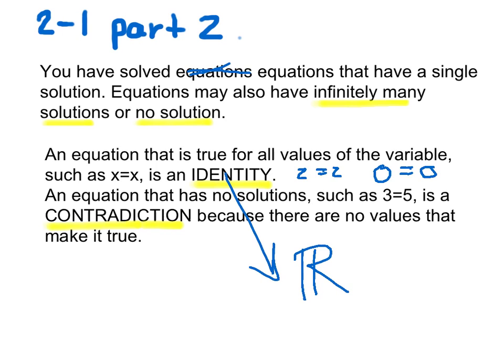a big R. An equation that has no solutions, so when you get something equals something else, and it's obviously not true because 3 does not equal 5, it's called a contradiction because there are no values that make it true. So when you get a contradiction, you say a 0 with a line through it, which means empty set.